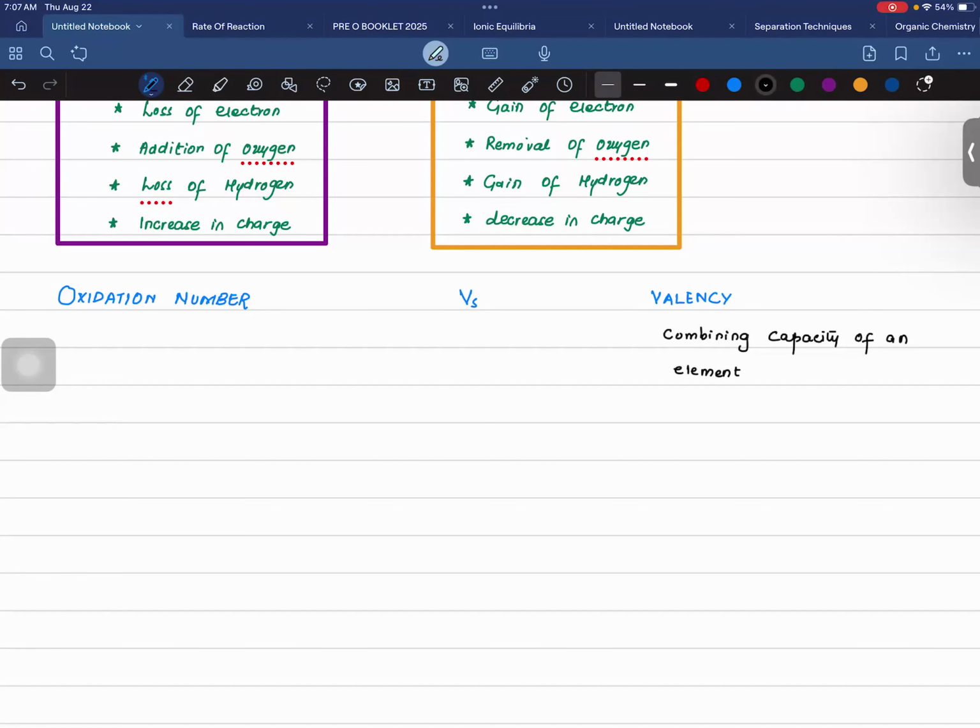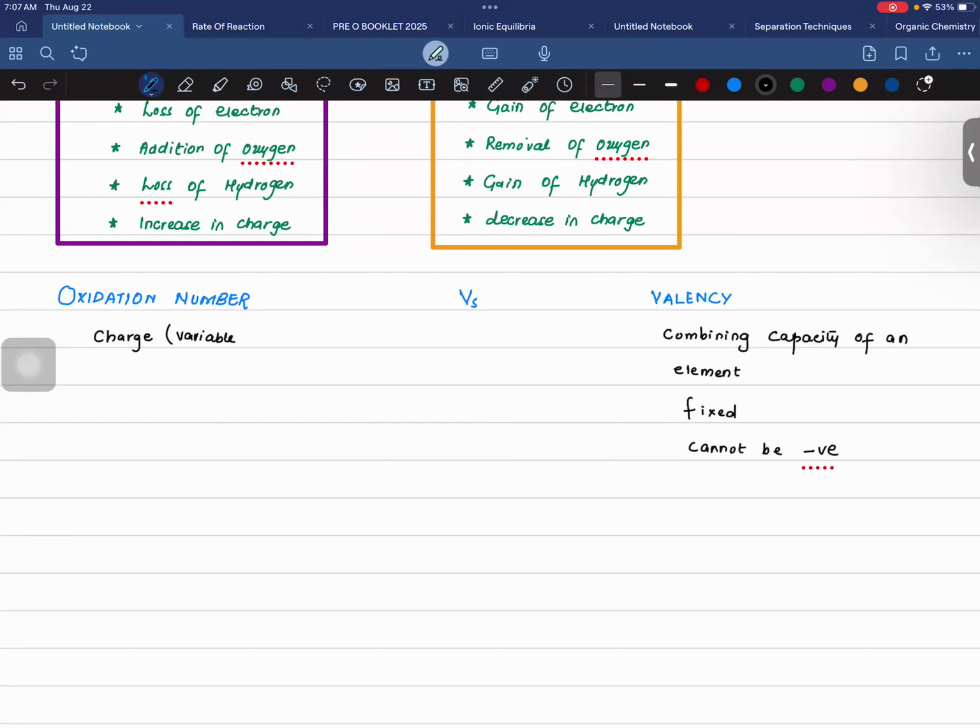But on the other hand, the oxidation number is basically the charge, which is variable. The valency is fixed, but the charge is variable. Remember, the valency cannot be negative, because it's the combining capacity.